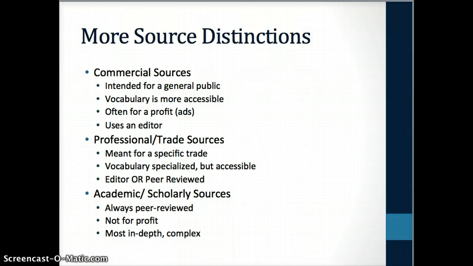These 2 to 4 experts will write a review. They'll say, yeah, this actually adds to the scholarly discipline, or you know what, this isn't really worth publishing. The editor will collect those reviews and based upon what other peers or experts in the field say will decide whether or not to publish something. Now, academic sources like journals, they're usually not for profit. They do tend to be the most in-depth and complex though.